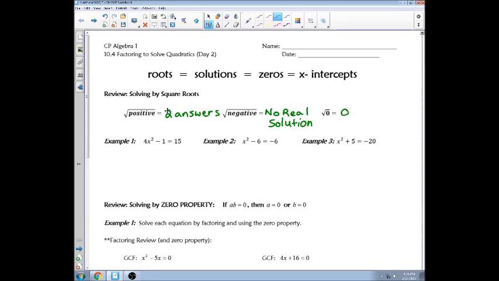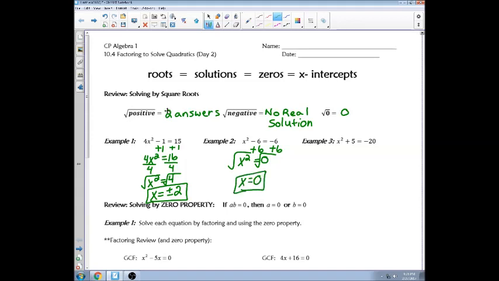Okay? For example 1, what I need to do is go ahead and add 1. So 4x squared is equal to 16. Divide by 4. X squared is equal to 4. Take the square root. X equals plus or minus 2. Example 2, if I add 6, I get x squared is equal to 0. Take the square root, so x is equal to 0.